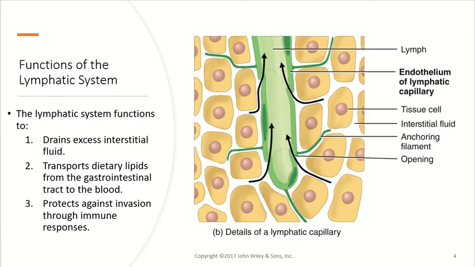There are three main functions for the lymphatic system. The first is to drain any excess interstitial fluid. The second is to transport dietary lipids from the GI tract into the blood. And the third is to protect against invasion through immune responses.